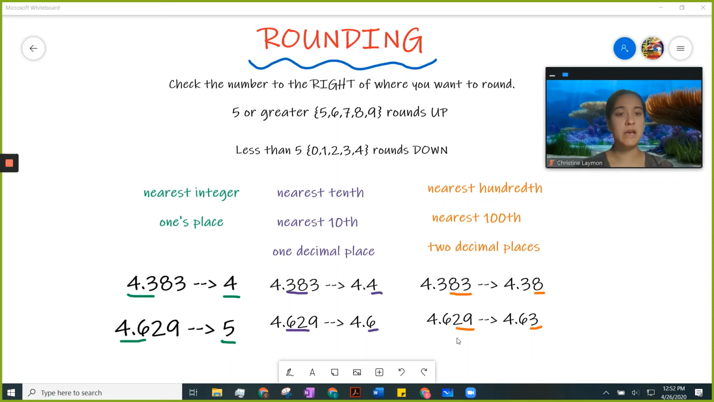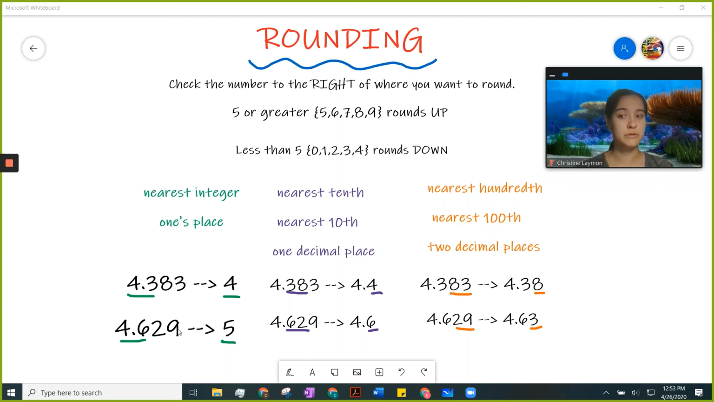Let's say I'm looking at 4.629. Again, I want to figure out what I'm doing to my 2. This 9 says I'm greater than 5, so round that 2 up. So 4.629 becomes 4.63.